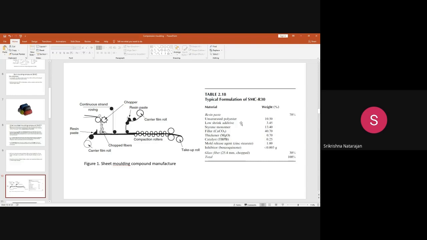And the mold release agent, this is very important. What is this mold release agent? If you do not use it during this process, what will happen? The composite which is formed, when you apply heat and pressure, will just melt and stick to the tools of the machine. So that is not a desirable thing, so you add a mold release agent.